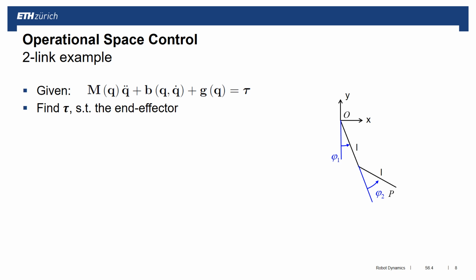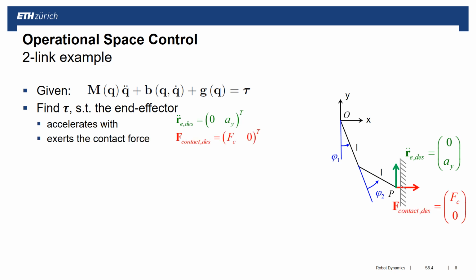So let's apply this to a little more complex system. We have here a two-link example, and what we give you is the dynamics equations of motion in joint space, so as a function of q double dot. And we ask you what is the torque such that the end effector, which is connected or at this wall, produces a certain acceleration along the wall and produces a certain force into the wall.